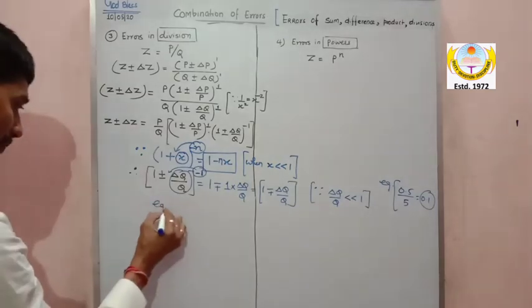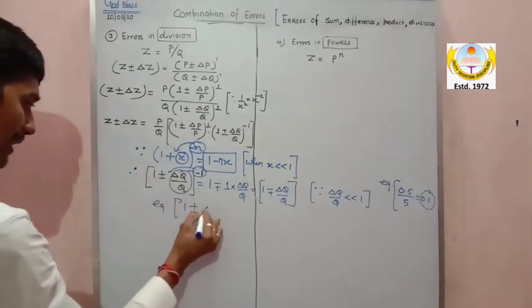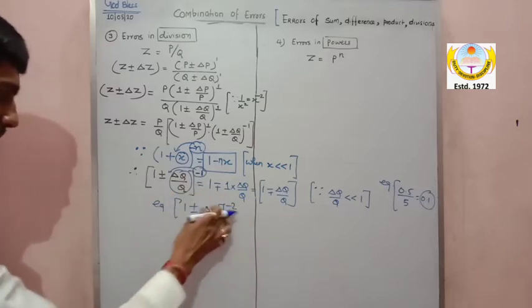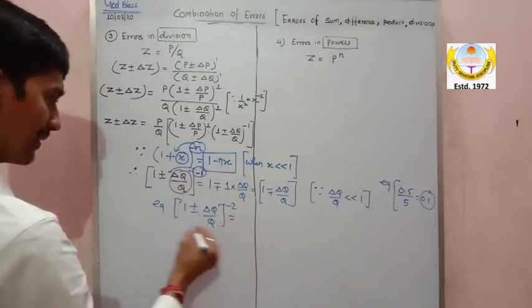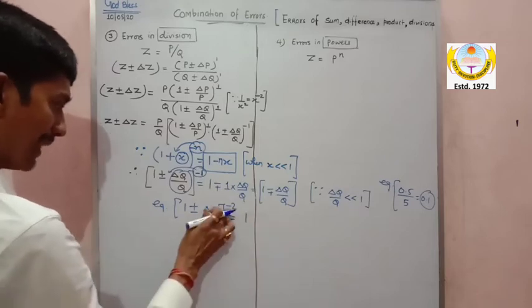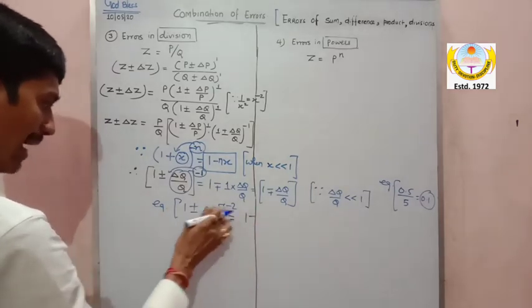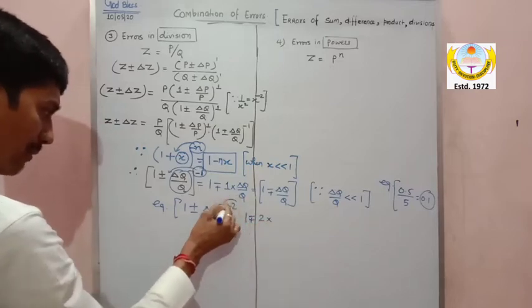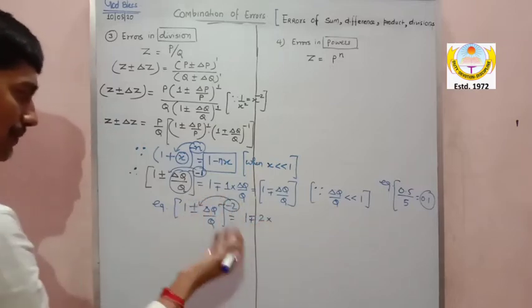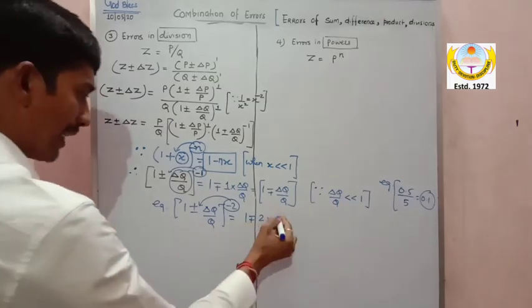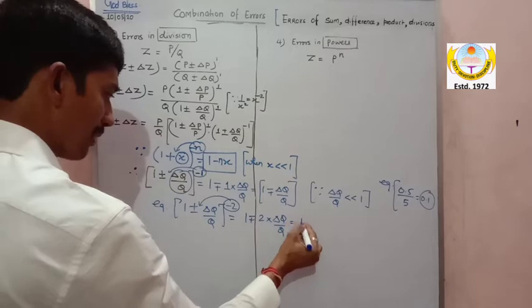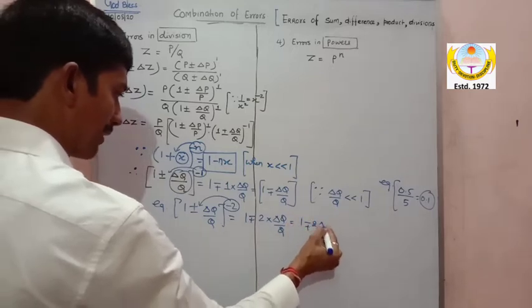Example, if it is 1 plus minus delta q by q whole power minus 2, suppose, then what will be the answer? This is 1, minus and plus become minus, minus and minus become plus. This entire 2 will come here, so 2 into delta q by q will be the answer. So the answer of this will be 1 minus plus 2 delta q by q.